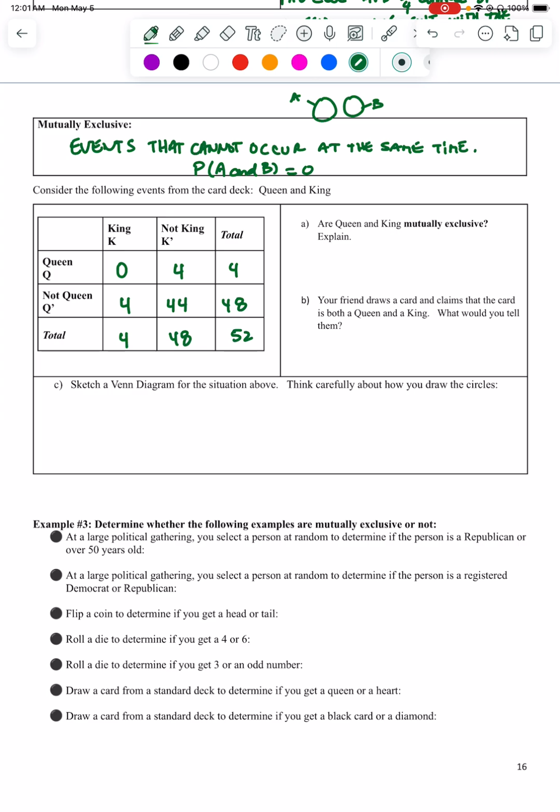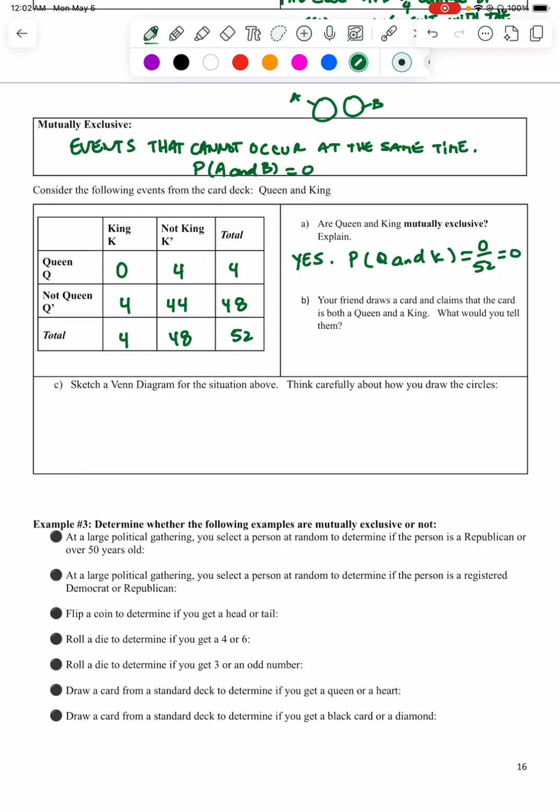are queen and king mutually exclusive? So is it possible for queen and king to happen at the same time? Well, it's not possible. So they are mutually exclusive. That means it's not possible for them to happen at the same time. How do you explain that? Probability of queen and king is equal to zero out of 52, which is zero.